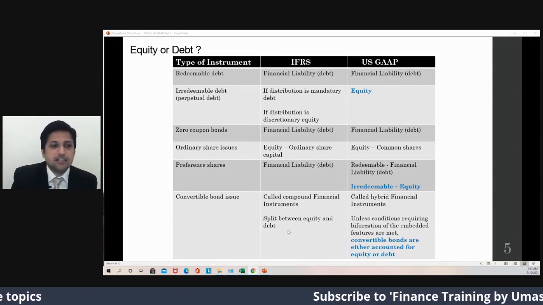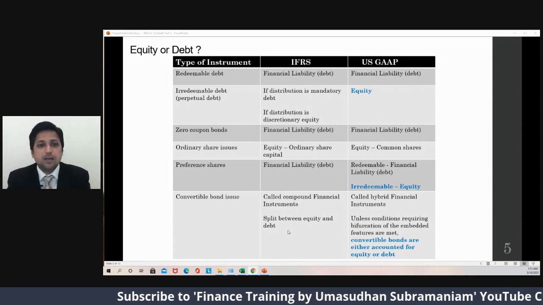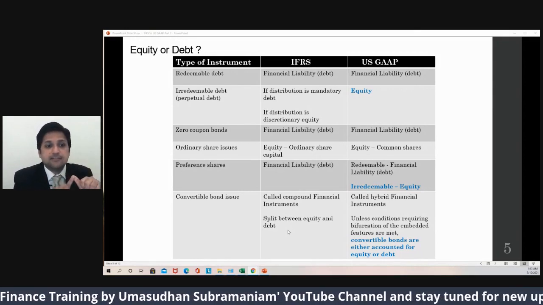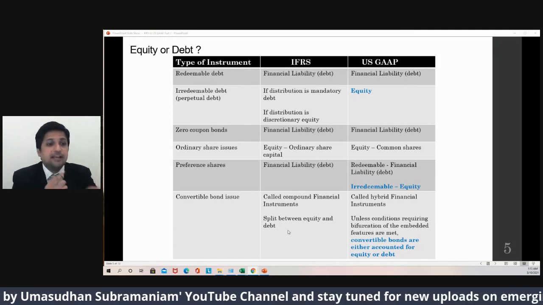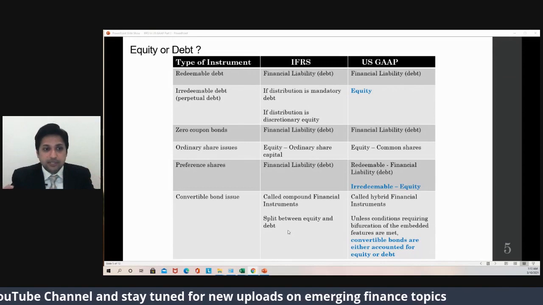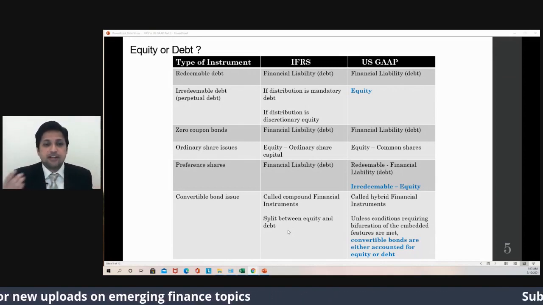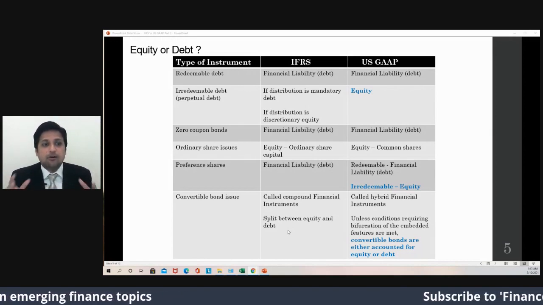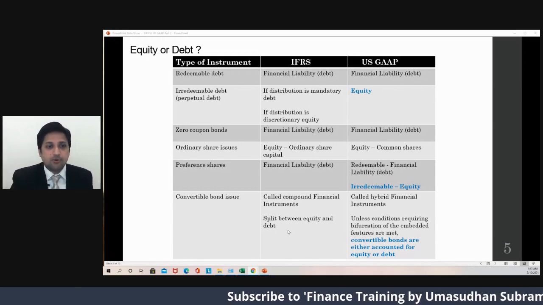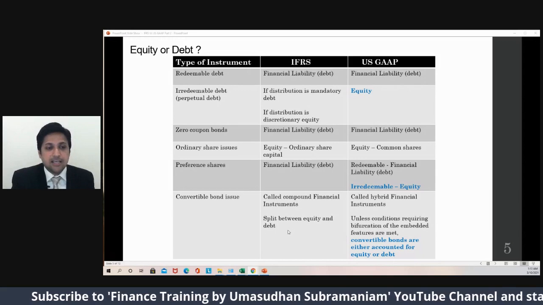Such financial instruments are classified as financial liability both in IFRS and US GAAP, because there are mandatory interest payments as well as principal repayment during the maturity period or at the maturity. Therefore, there is no difference between IFRS and US GAAP on the classification of redeemable debt. Let's move on to the next category called irredeemable debt.